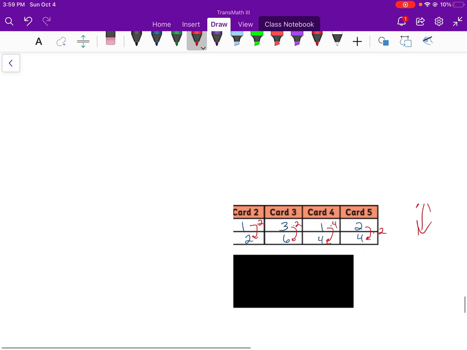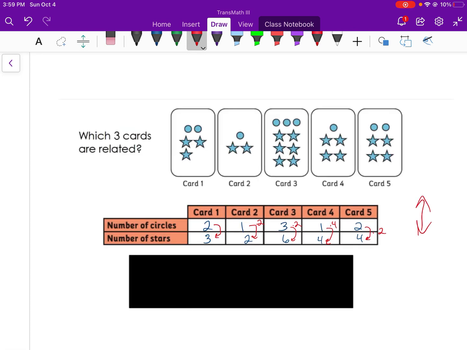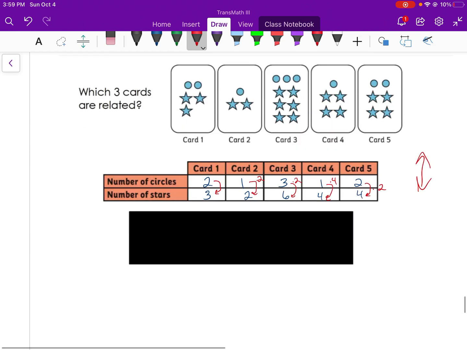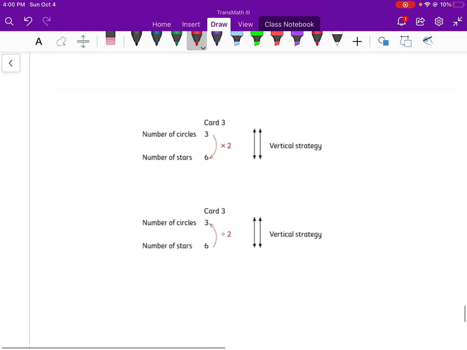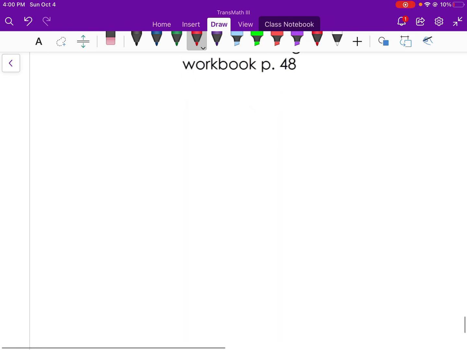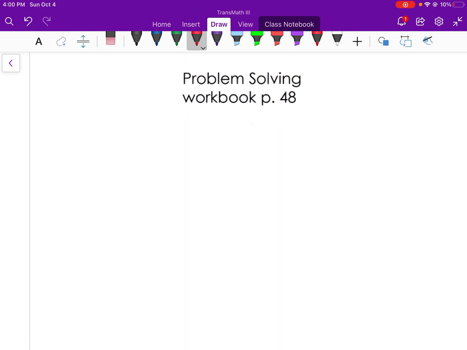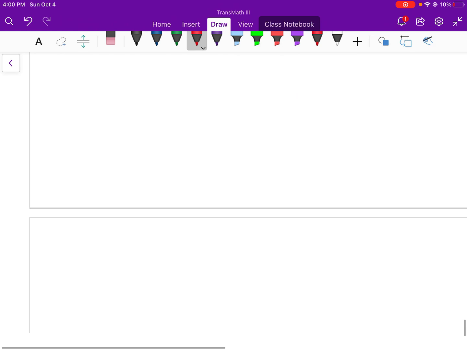So what we're trying to find is a pattern. Which 3 cards are related? I notice in cards 2, 3, and 5, we're multiplying by 2 for all of those. So those are the ones that are related. Cards 2, 3, and 5. We're multiplying by 2. That is the reason why they are related to each other. Page 48, problem solving activities. Pause this video. Go ahead.